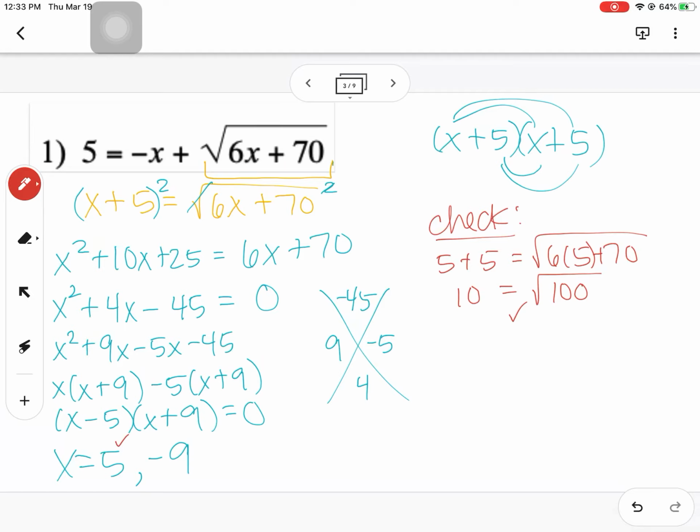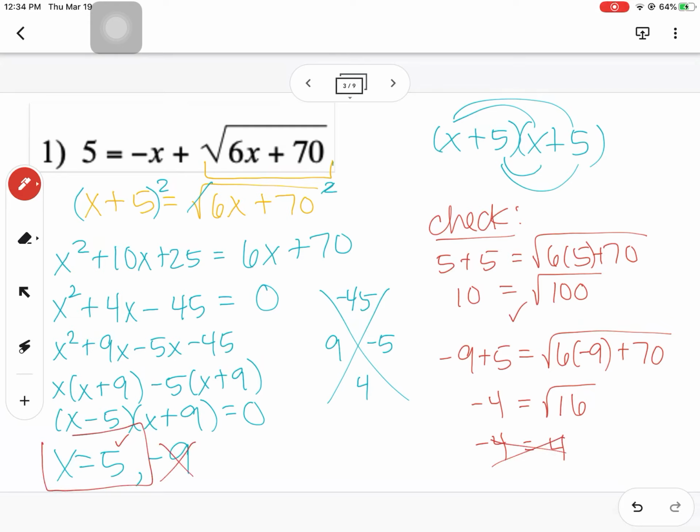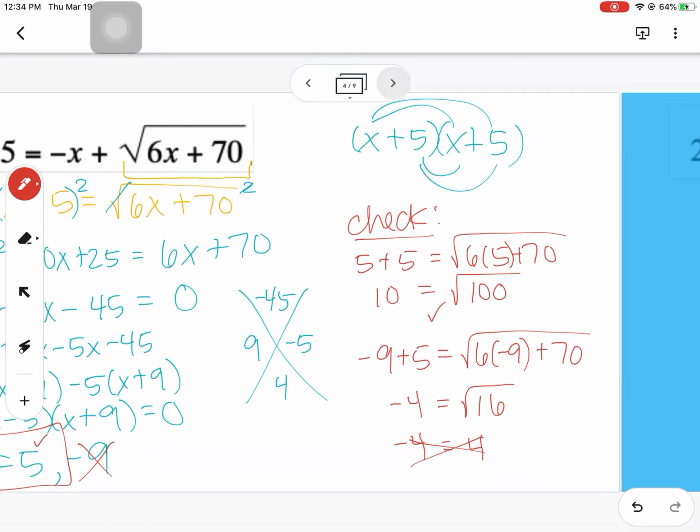And then I need to check negative 9. So if I plug it in, I have negative 9 plus 5 equals the square root of 6 times now negative 9 plus 70. 6 times negative 9 is negative 54 plus 70 gives you 16. Square root of 16 is 4, but on the other side I have a negative 4. Those numbers are not the same, so negative 9 is not an answer, and my only solution is 5.